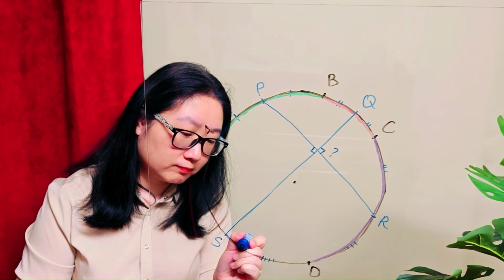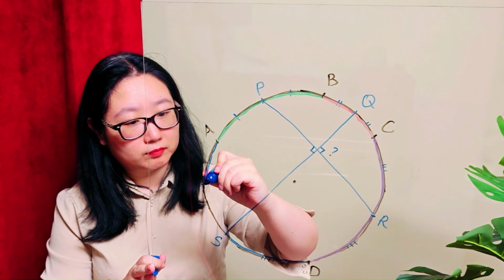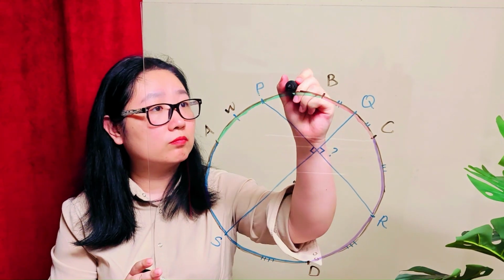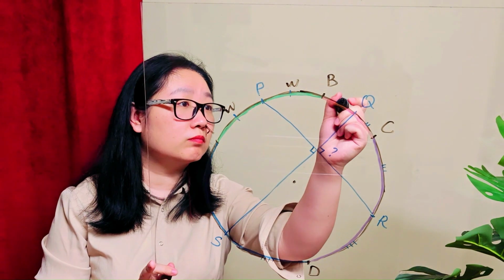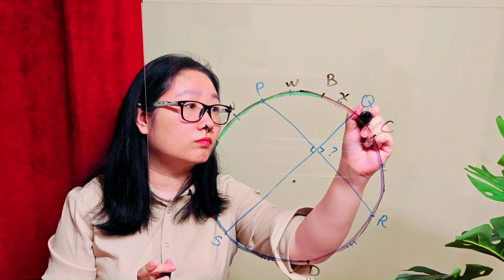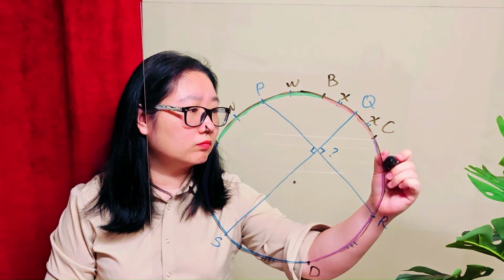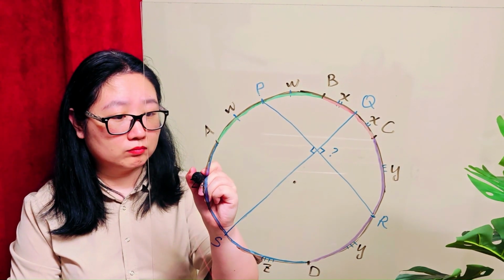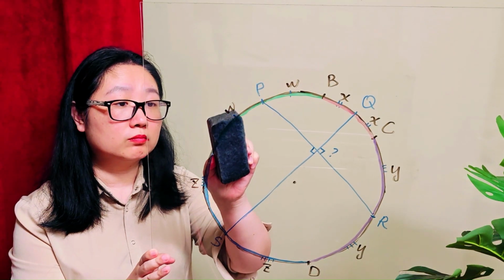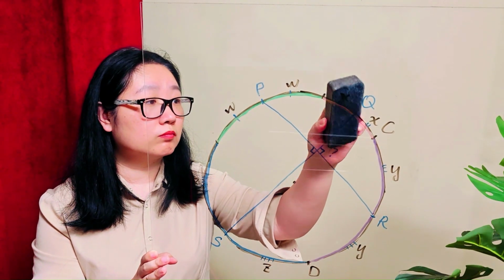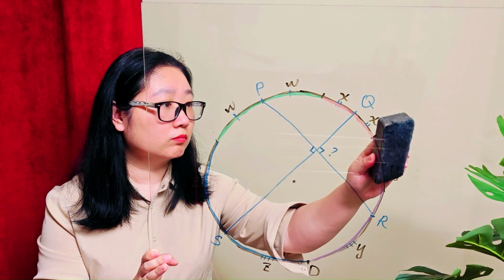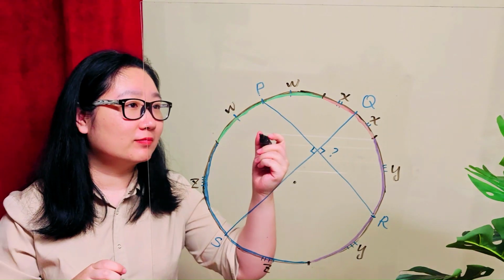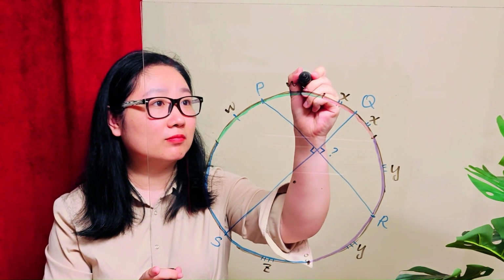Since PQRS are midpoints, the arcs AP and PB must be the same length. Let's call this length W. Similarly, arcs BQ and QC can be X's. CR and RD can be Y's. DS and SA, Z's. If we look at only the midpoints, PQRS, they divide the circle into 4 regions, where the opposite 2 regions always combine to give us one of each of the W's, X's, Y's, and Z's.